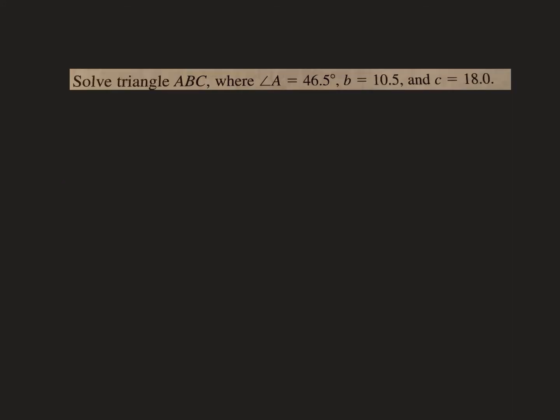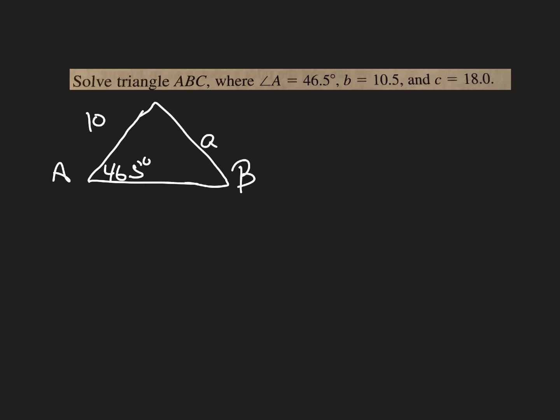Okay, here's the other case. It gives you the numbers up there. Angle A is 46.5. So I'm going to draw it. Angle A, we'll put A right here. Say that's 46.5 degrees. And that means over here, this is side A. Let's make this big B over here, which means that's 10.5. C is up here, side C is 18.